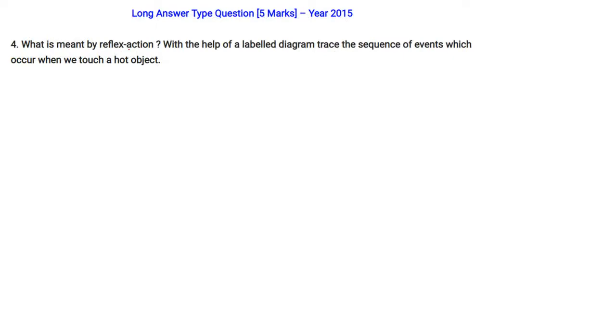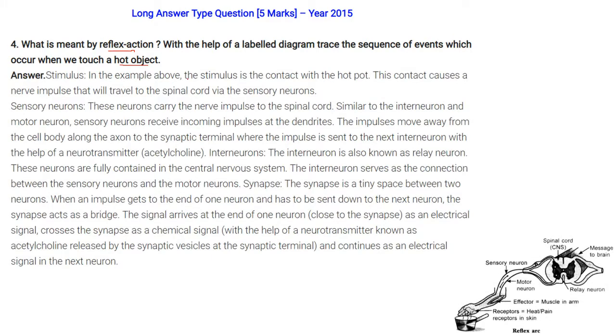What is meant by reflex action? With the help of a labelled diagram, trace the sequence of events which occur when we touch a hot object. So what happens? This is what is going on. A hand is touching something which is hot. First of all, let us know what is reflex action.